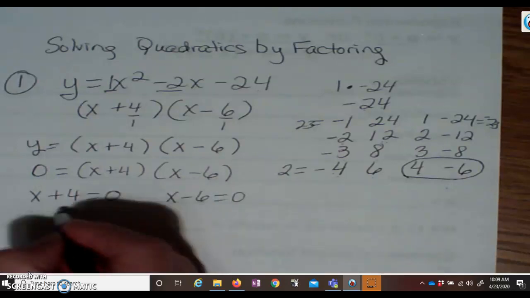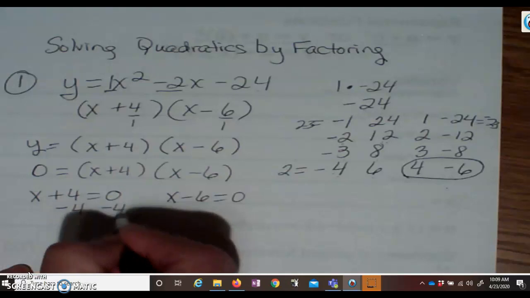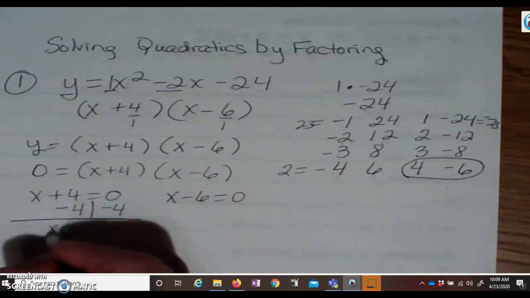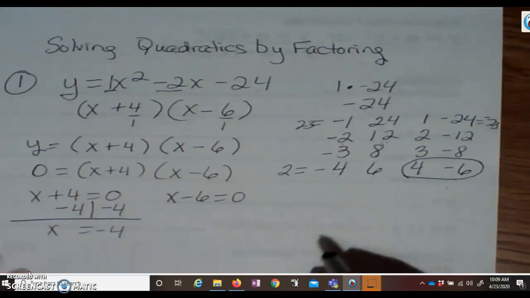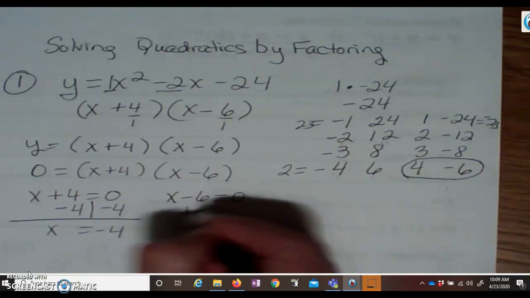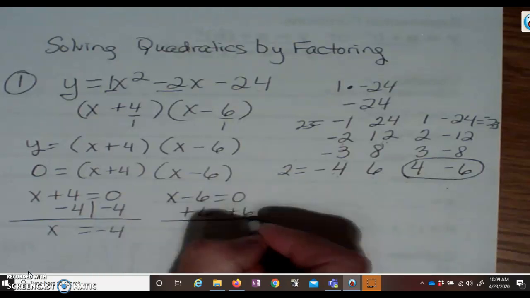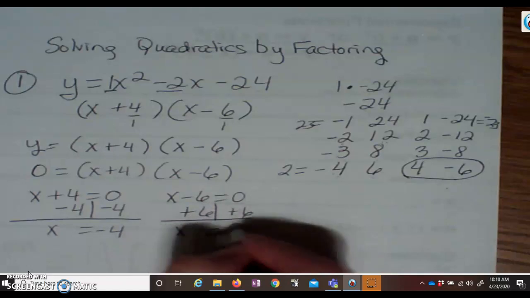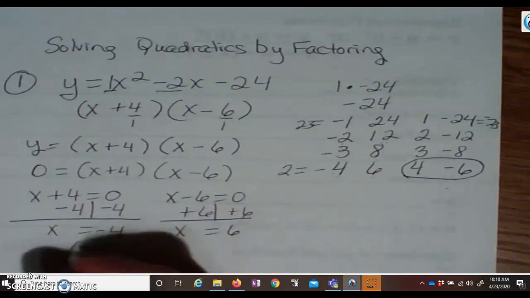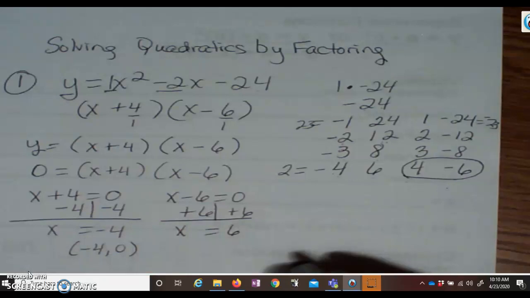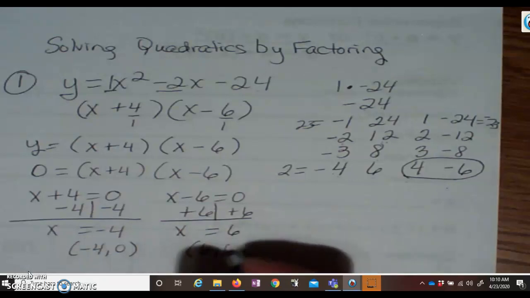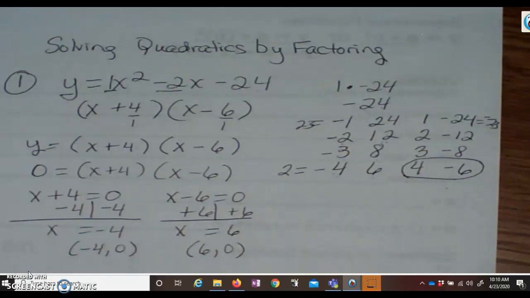Okay, then I'm going to move the 4 over by subtracting it, and I get a negative 4. That's one of the answers. That's one of the points where the parabola will cross the x-axis. Okay, here, add 6 to both sides, and I get x equals 6. Remember, these are 2 points. This is negative 4, 0, if you put it in parentheses, and 6, 0. This is where y is 0, and x, where the parabola crosses your x-axis.